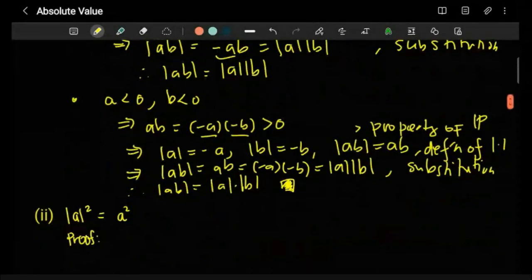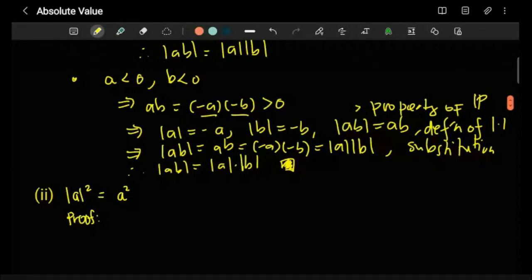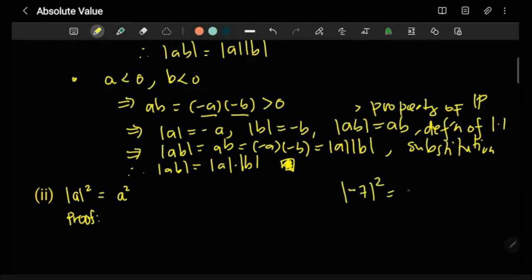Next property, the absolute value of A when you square that is the same as just simply A squared. For example, if you have negative 7 and you get the absolute value, then you square, that's the same as 7 squared or 49. But if you don't put it in absolute value, negative 7 squared, that's still negative 7 times negative 7, still 49. So, pareho lang. Whether it's positive or negative. Pareho lang din yan sa 7 squared, which is the same as absolute value of 7 squared.